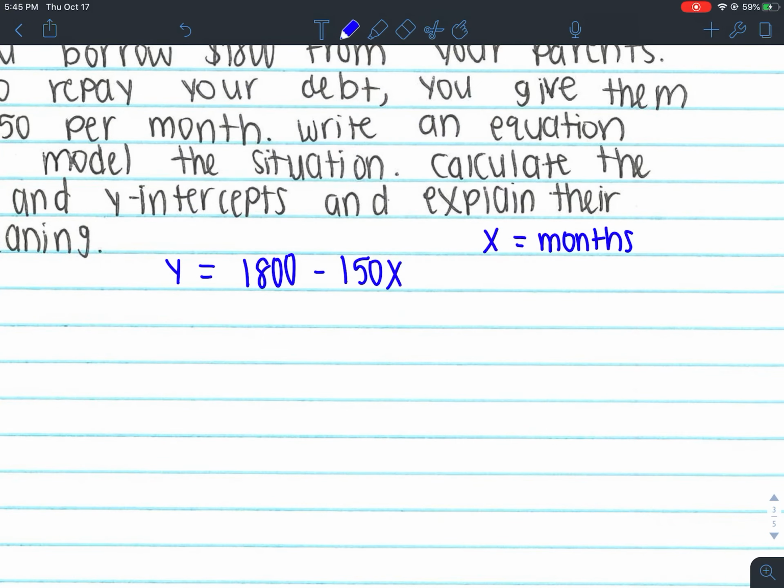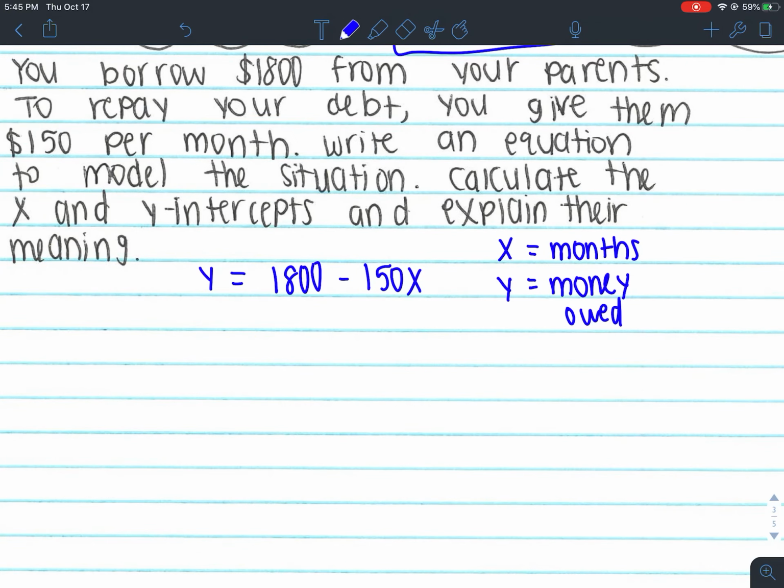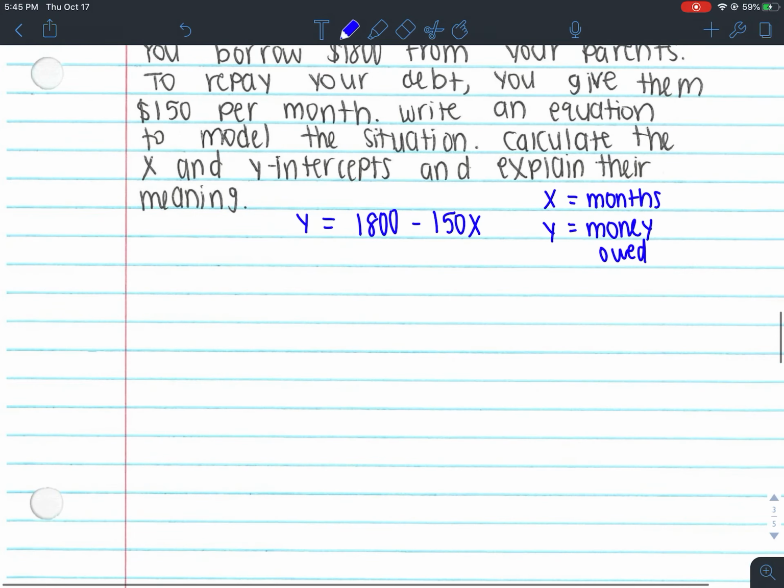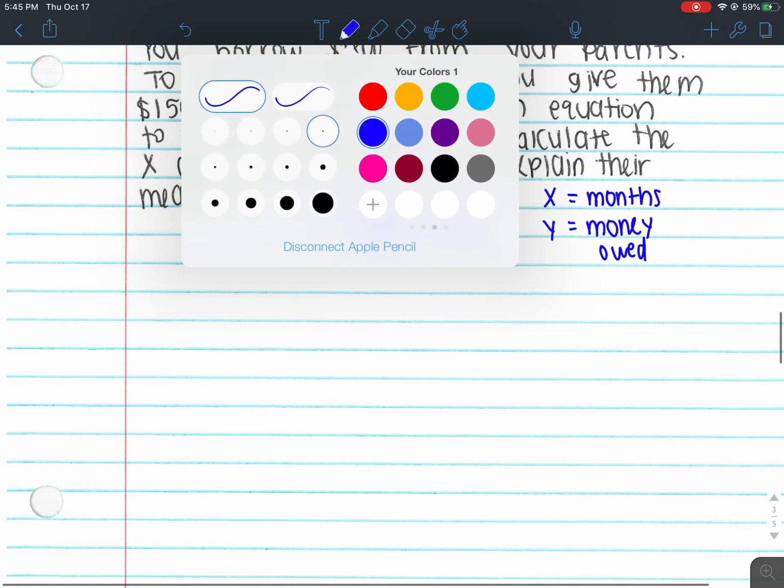Well, the more I give them back each month, the less money I owe. So y is going to be money owed, right? So after like 2 months, you owe them less money. So your y is depending on how many months you have repaid money back. So now we have an equation.